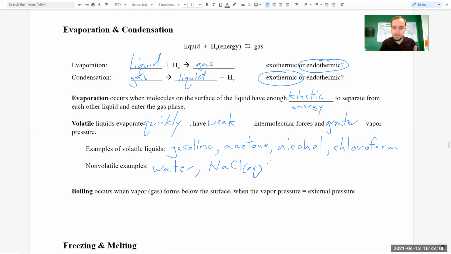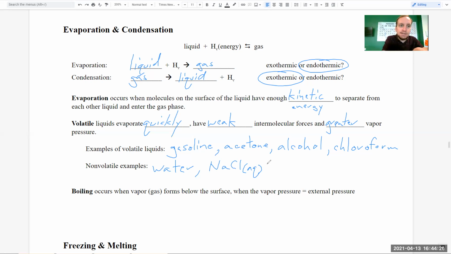Typically, we talk about 1 atmosphere, which again is sea level. If you were high up, say in Colorado, where it's a mile high, or even on, say, Mount Everest, the external pressure is much less. Therefore, it will boil quicker because the vapor pressure doesn't need to get as high. We'll talk more about that later.